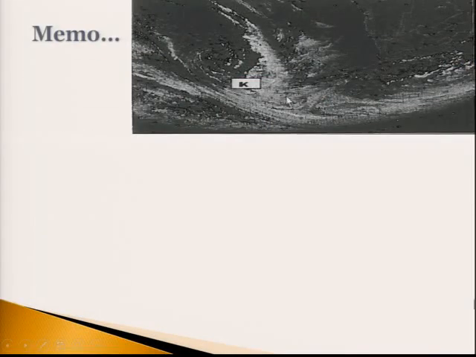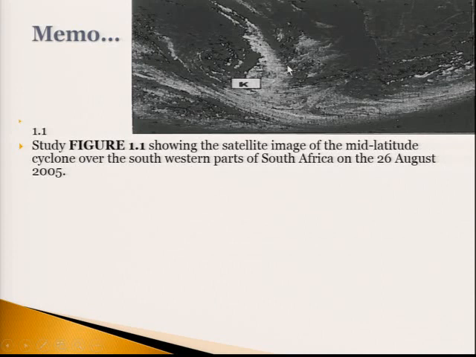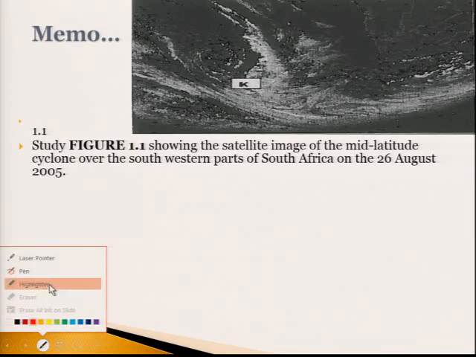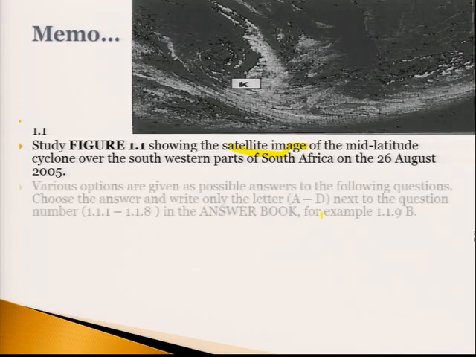When we check the satellite image that was given to our learners in terms of the mid-latitude cyclone, it's important that we highlight to them that this will represent South Africa, and we have an advancing mid-latitude cyclone. Let's go straight into it. They say study this figure, which is Figure 1.1, showing a satellite image of the mid-latitude cyclone over the Southwestern Cape in South Africa, for which date? For the 26th in 2005.